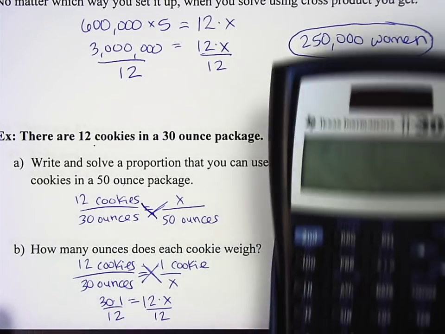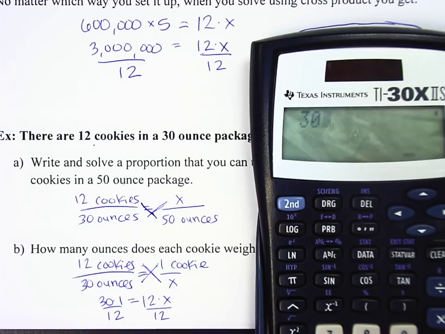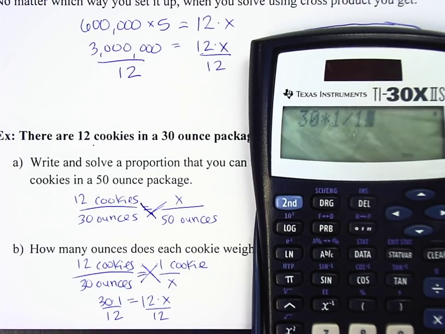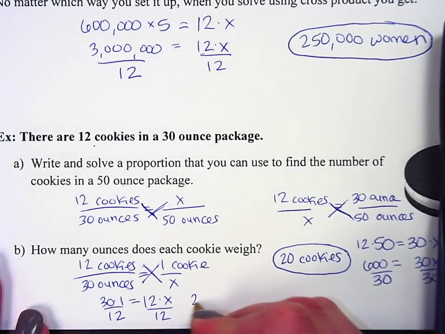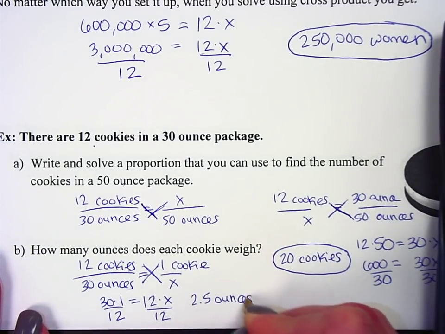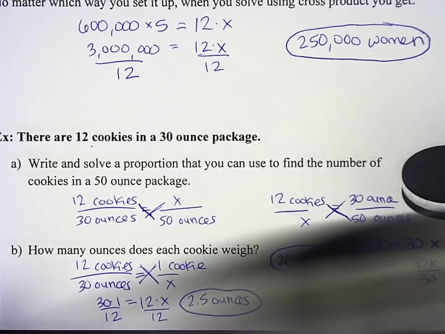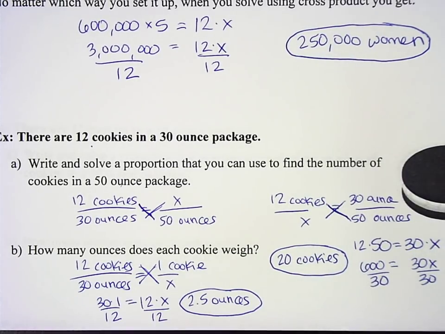So again, in my calculator, I'm going to set that one up for you. 30 times 1 divided by 12, 2.5. And that is ounces. Okay. So this is my go-to proportion. That's why I wrote down cookies to ounces exactly like how I read it. But again, you could also write it this way. I could do 12 cookies to 30 ounces equals 1 cookie to x ounces.